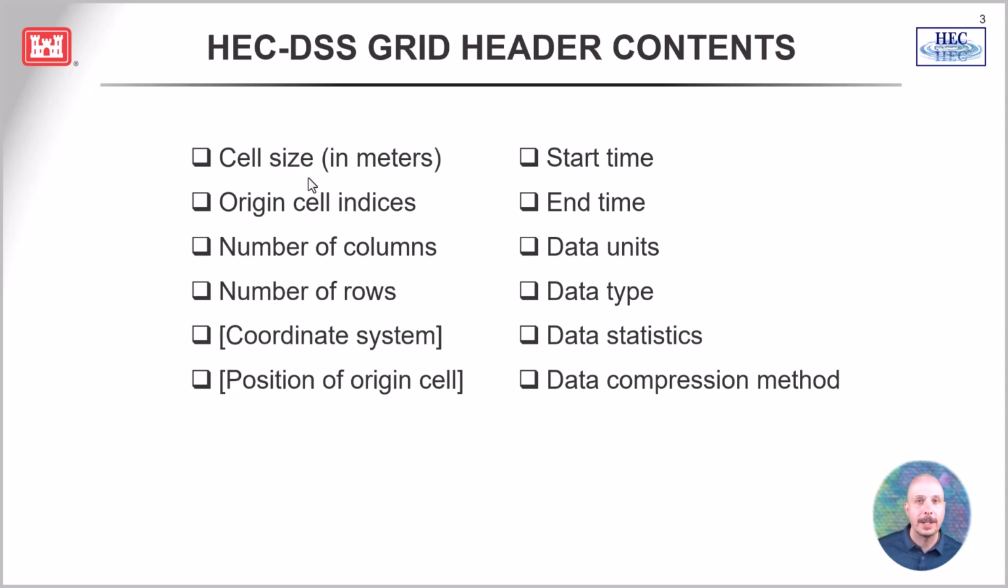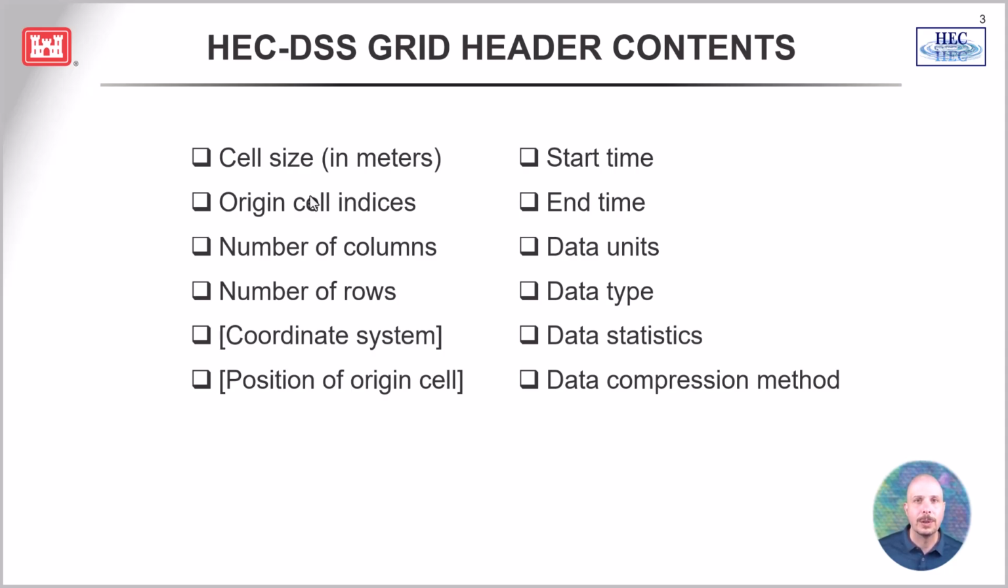The header data for an HEC-DSS gridded record has important attributes that help with how the data should be interpreted and used. There's the grid cell size to represent the data resolution, the grid system's definition with the origin, cell location, and number of rows and columns.